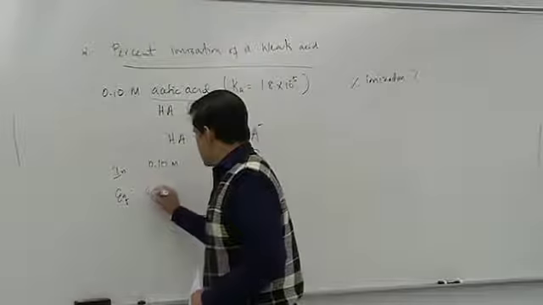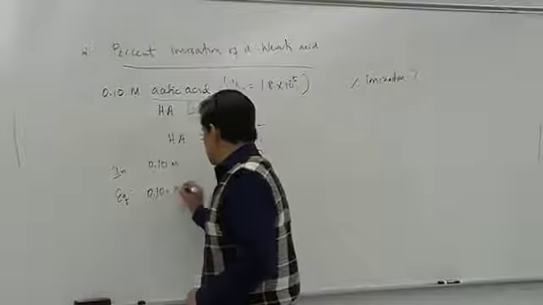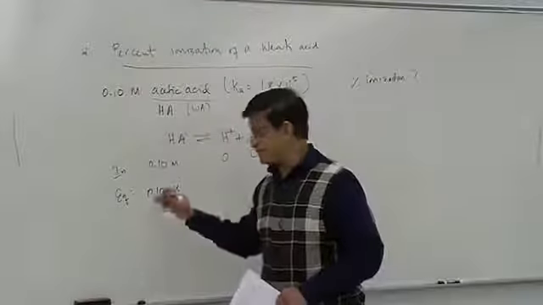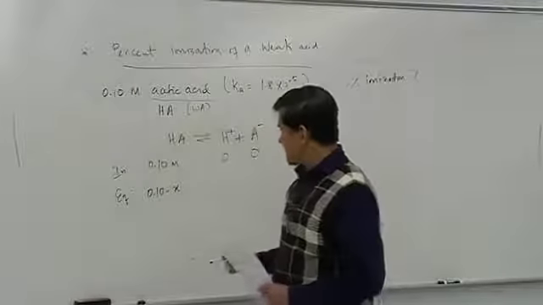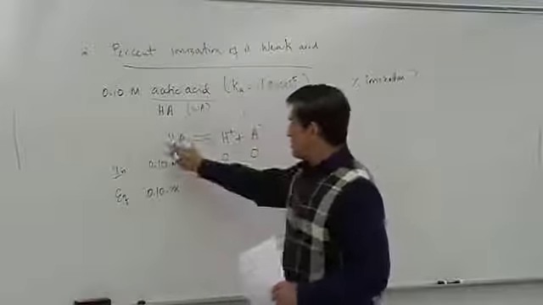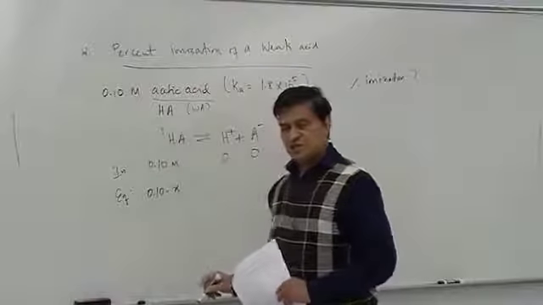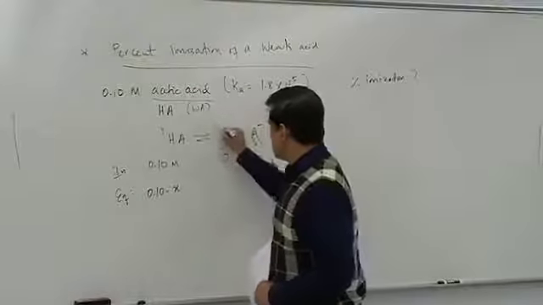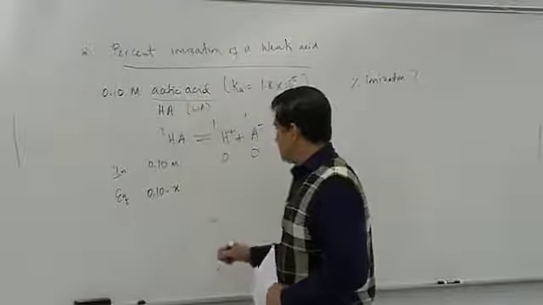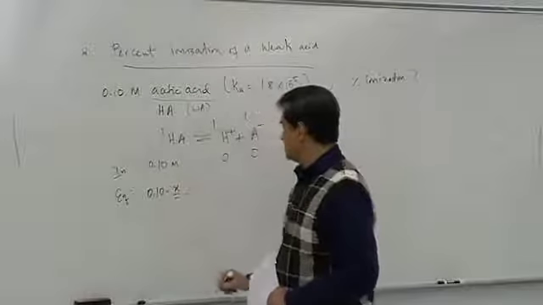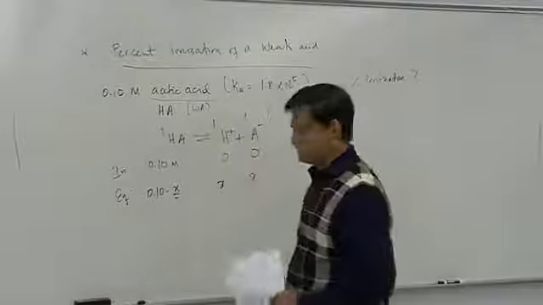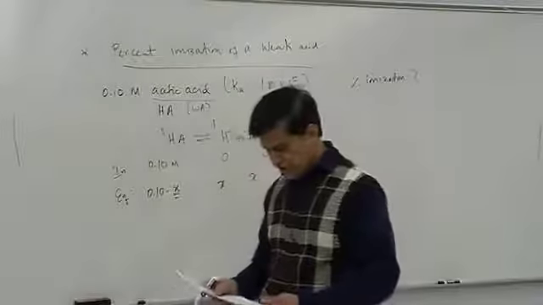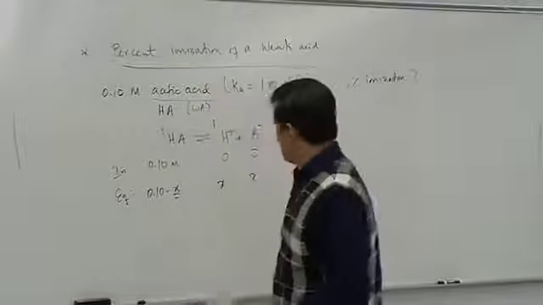So the leftover is going to be 0.10 minus X. And the leftover amount is called equilibrium concentration. Now this is how you need to look at it. When one molecule of HA breaks down, you get 1 H plus and 1 A minus. If X breaks down, then you get X of H plus and X of A minus. So make sure you can set it up like this.